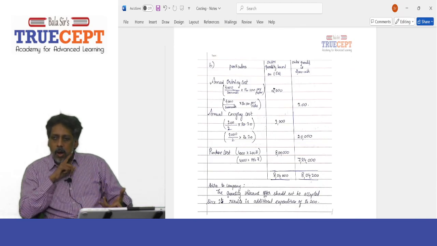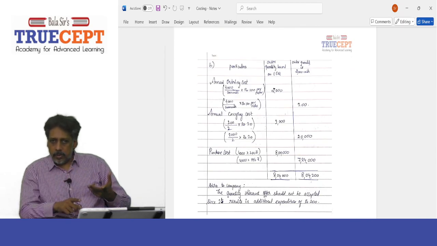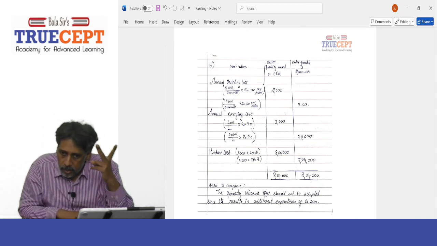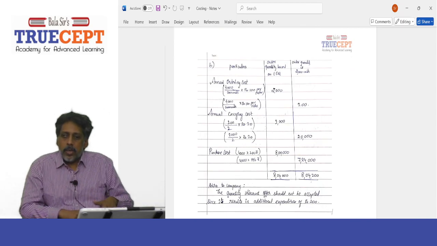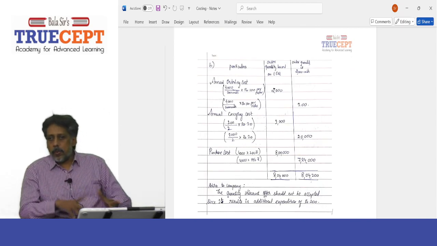And what is the ordering cost when you buy 2,000 components at a time? 4,000 is the annual requirement by 2,000 is the order quantity. You will be placing 2 orders in a year. That into rupees 100 per order, rupees 200.